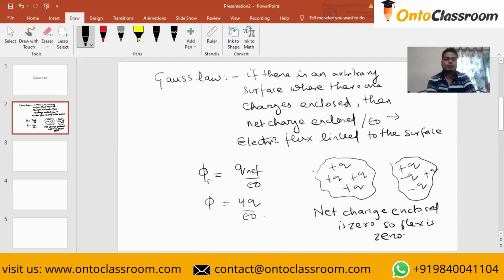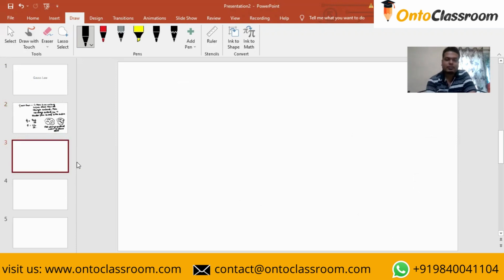Okay, so let us move ahead with Gauss law a little bit. Gauss law also states one more thing, that the net flux linked to a surface is the surface integral of E dot ds. Now, what is E dot ds? E is the electric field, and ds is a small area element of that surface integration. So we are integrating the dot product of the electric field and a small area element over the entire surface, and then we get the flux. And this is equal to Q by epsilon naught.